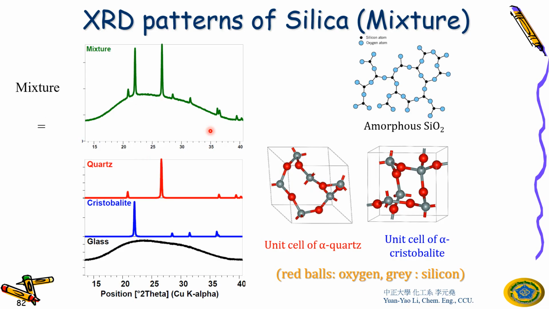So the mixture pattern equals the peaks of the quartz, the peaks of the cristobalite, plus the peaks of the glass. Okay? Good.